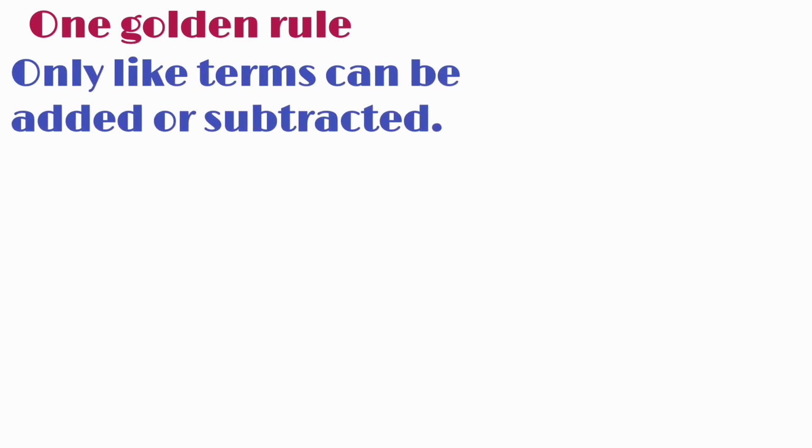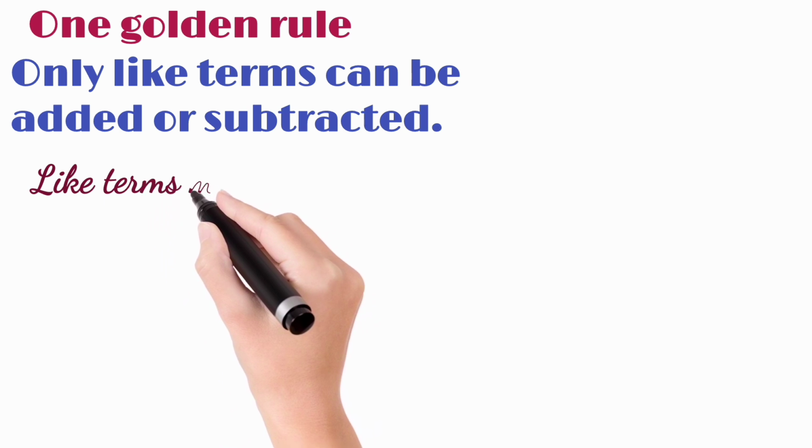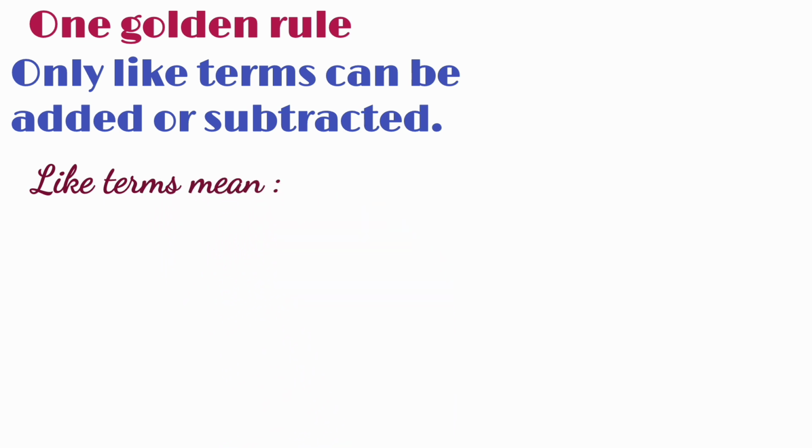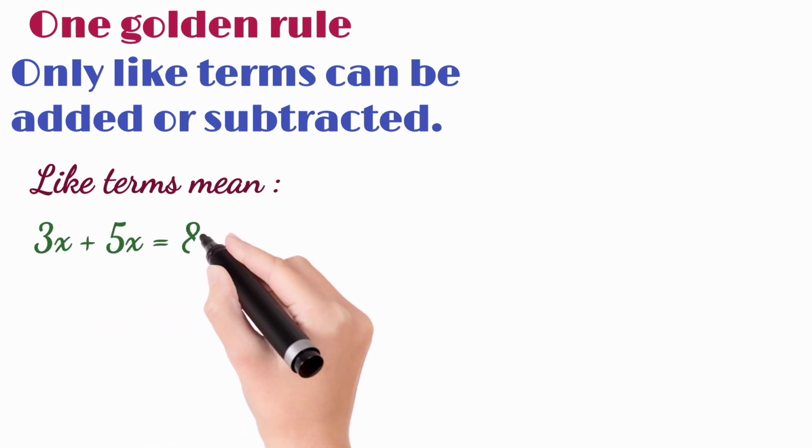Now I will give you the first golden rule. You can only add or subtract like terms. Only like terms can be added or subtracted. What are like terms? This should also be clear. Like terms means terms with the same variables are called like terms.